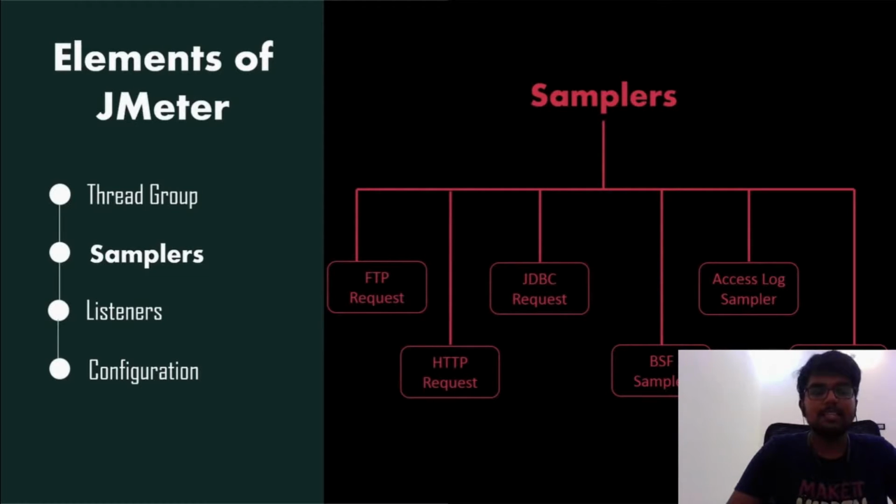Next comes the BSF sampler. It allows you to write a sampler using the BSF scripting language. Next comes the access log sampler. It allows us to read access logs and generate HTTP requests. Logs could be in any of these formats like HTML, CSS, etc. The last one is the SMTP sampler. This sampler is used to send mail messages using the SMTP protocol.